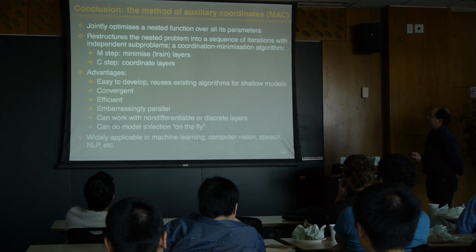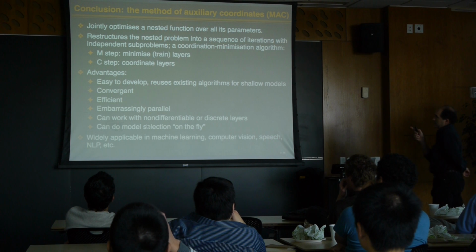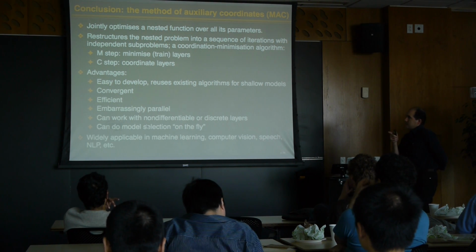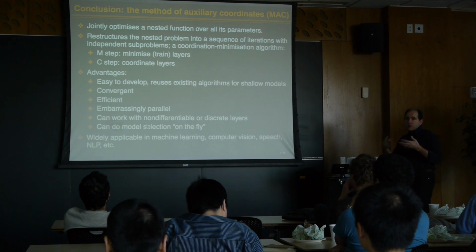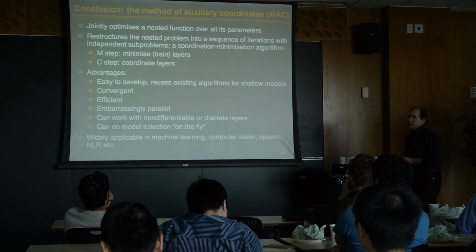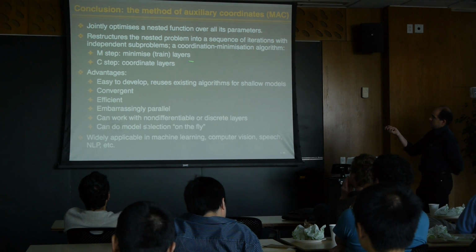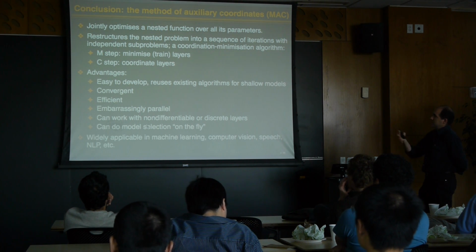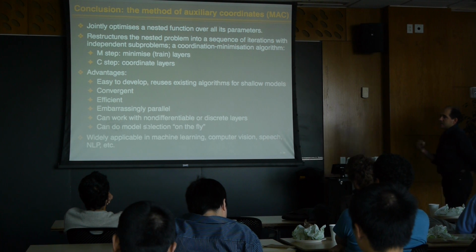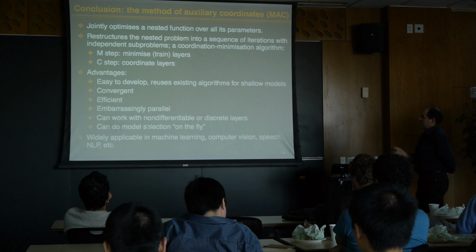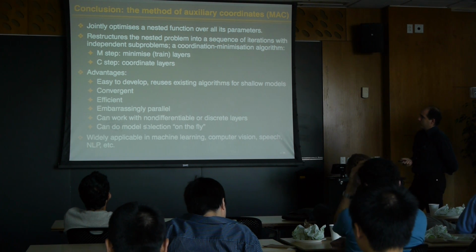So in conclusion, what the method does is to optimize jointly a nested function over all parameters. And what it does is to restructure that problem in a way that affords you separability over many of the parameters. It results in these two steps. One is a step that trains layers independent from each other. And then there is this other step which is crucial to coordinate the layers so that you achieve guaranteed convergence to a minimum of the original nested problem.